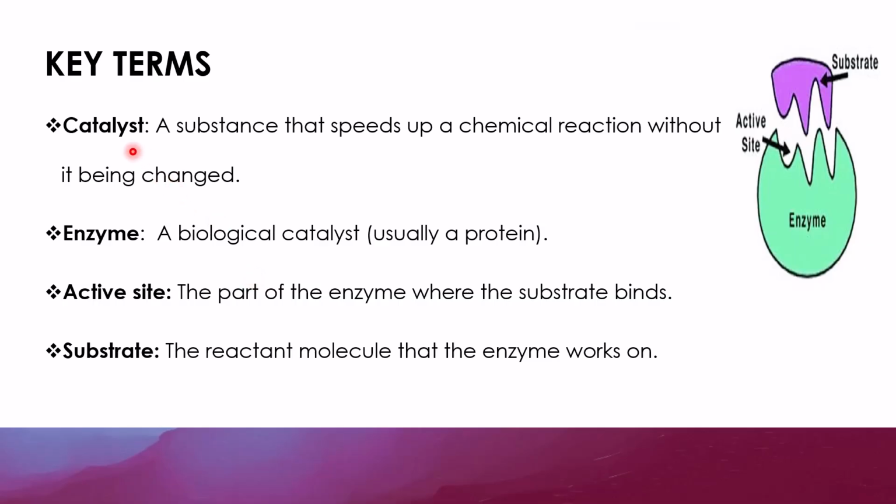So what is a catalyst? A catalyst is just a substance that speeds up a chemical reaction without being changed. An enzyme is a biological catalyst, which is usually protein in nature. The active site is the part of the enzyme where the substrate binds, and the substrate is the reactant molecule that the enzyme works on.